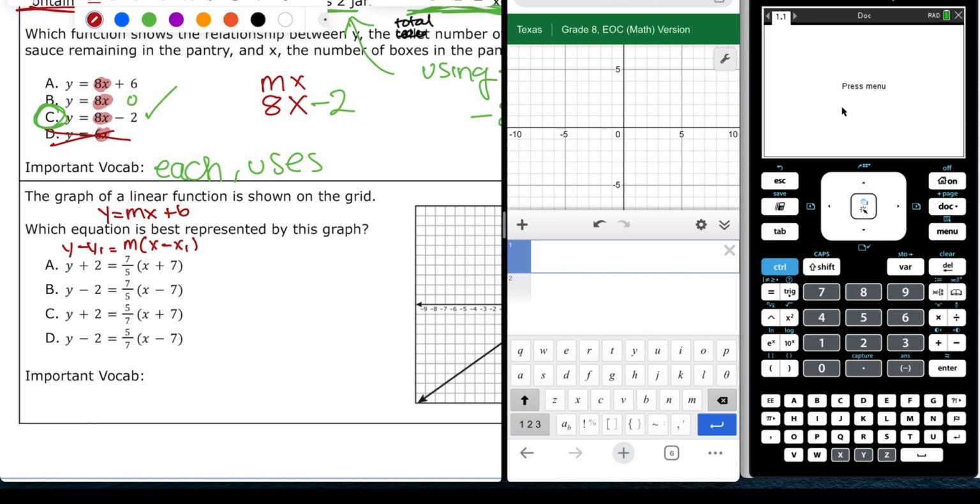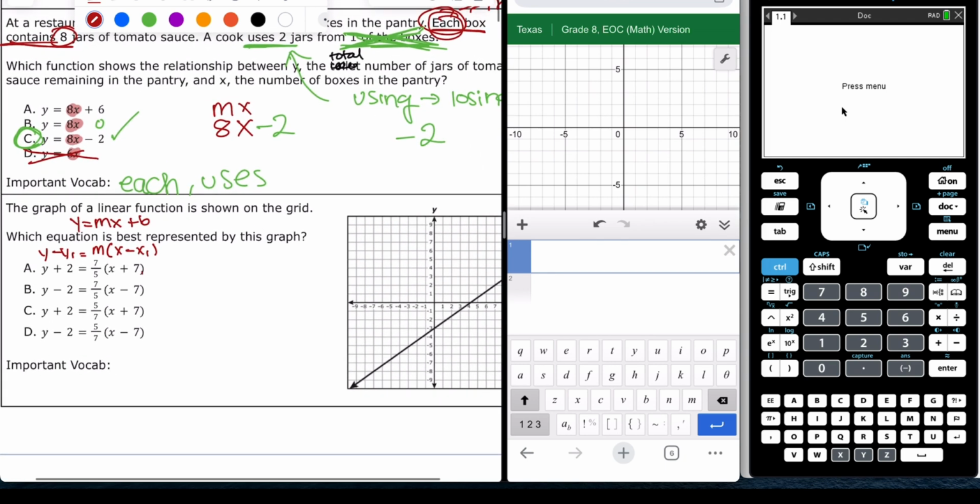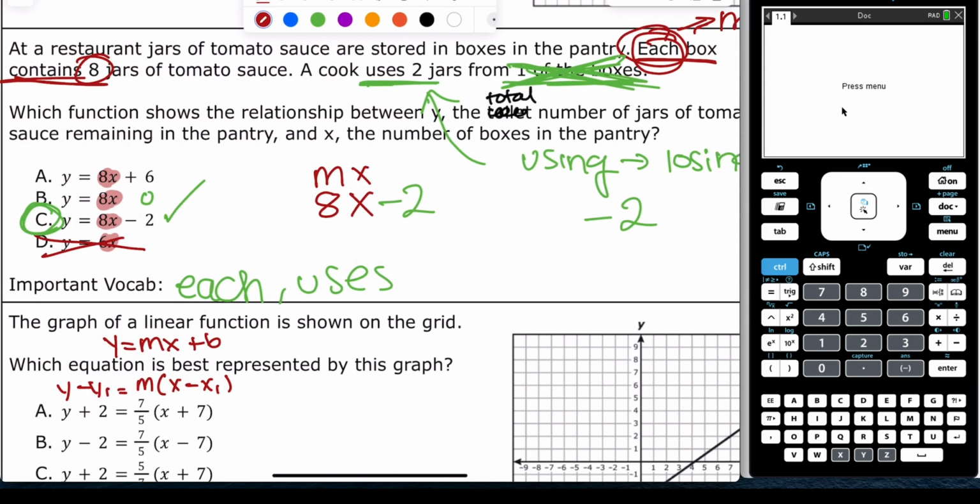It's a long equation. But in this situation, I believe it's much easier to use true and false than it is to use Desmos. So sometimes when you get these crazy equations, we're just going to do true and false. Okay, so we're not going to use Desmos.